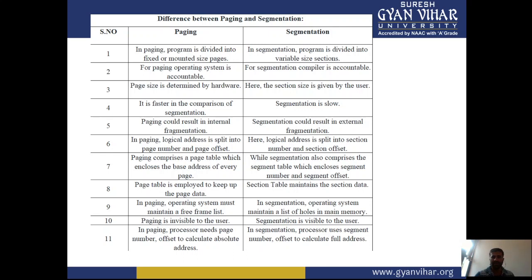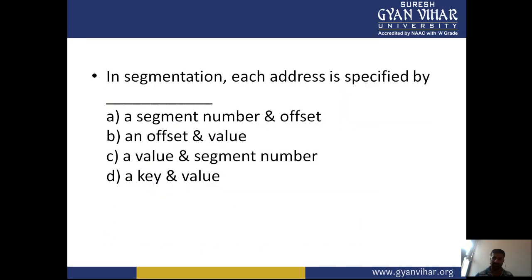In paging, the operating system must maintain the free frame list. In segmentation, the operating system maintains the list of the holes in the main memory. In paging, paging is invisible to the user, but segmentation is visible to the user. In paging, the process needs page number and offset to calculate the absolute address, but in segmentation the process uses segment number and offset to calculate the full address, right?